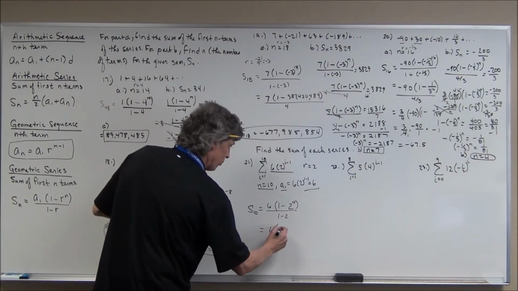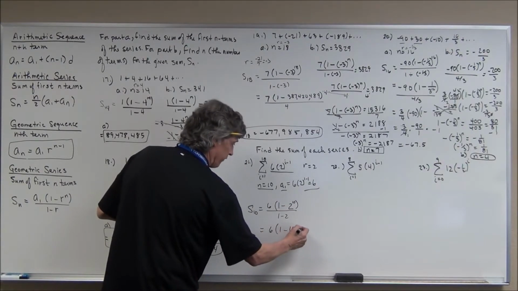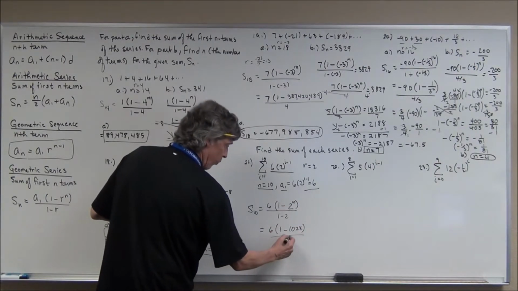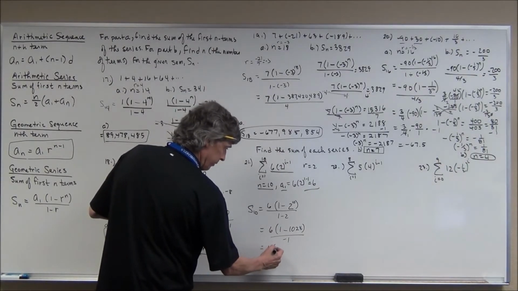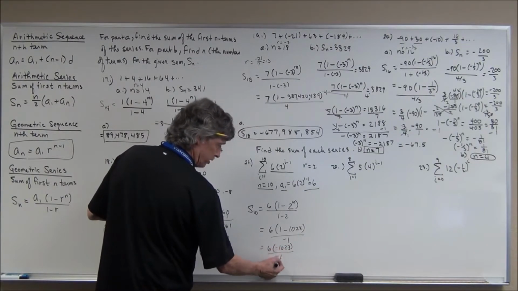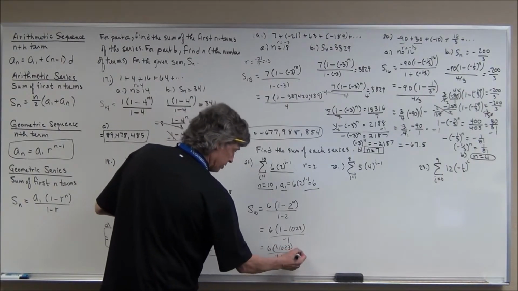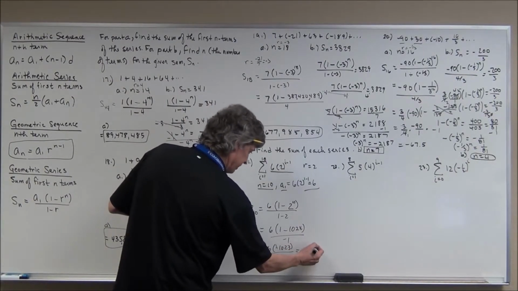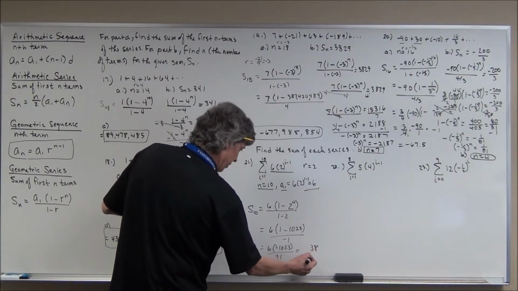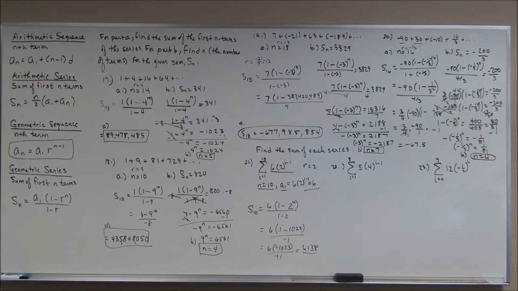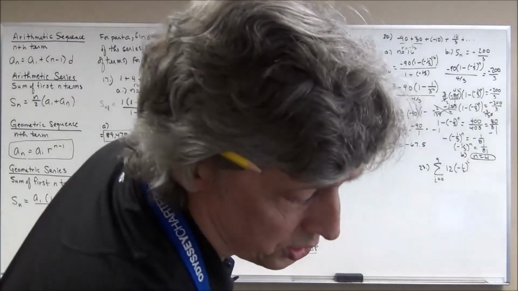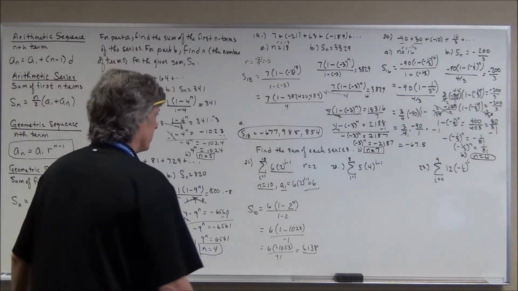So this is 6 times 1 minus 2 to the 10th, which is 1,024, all over 1 minus 2. So this is 6 times negative 1,023 all over negative 1. Of course, negative over negative is positive. So I just have to multiply this. That's an 8, carry a 1. 3, carry a 1. 1, and a 6. 6,138. Let's hope that I matched the answer. I did. Once in a while.